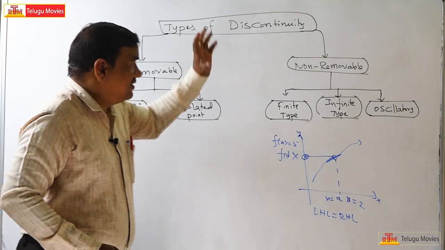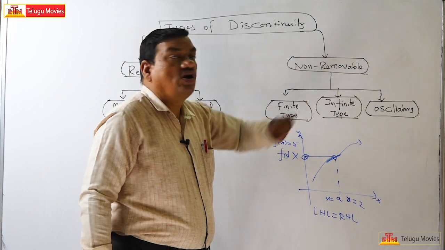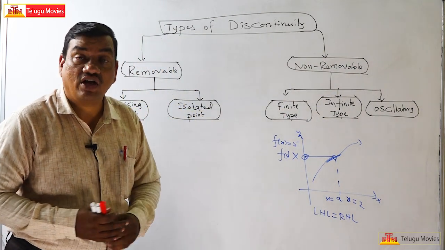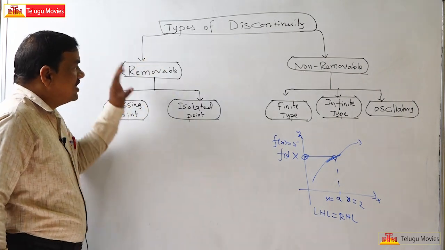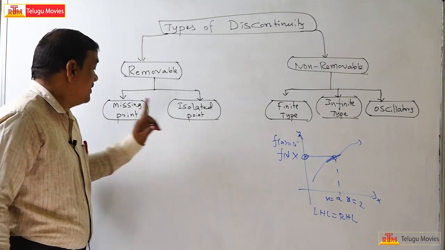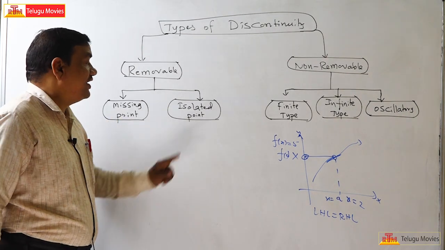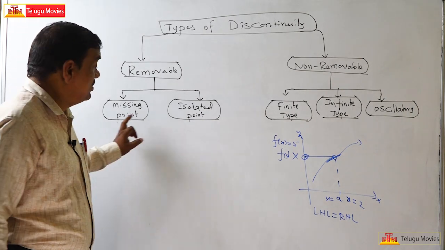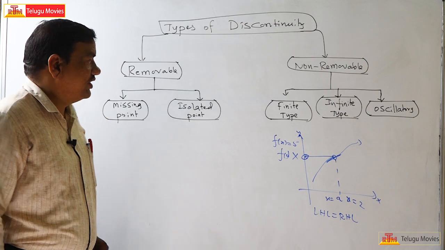But there are some discontinuities that are non-removable. We cannot remove that discontinuity, we cannot make it continuous. In the removable type, there are two kinds. One is missing point discontinuity, another one is isolated point discontinuity. In these two cases we can remove the discontinuity.